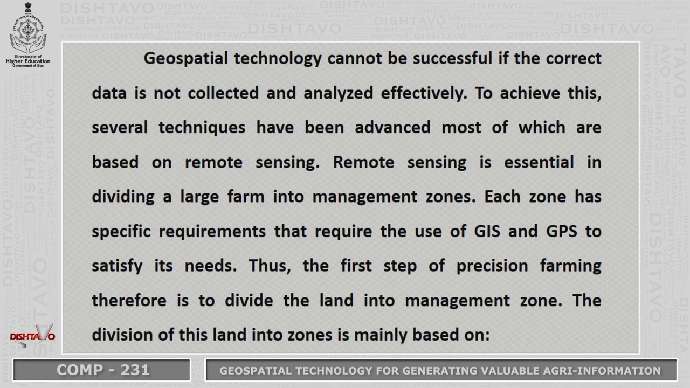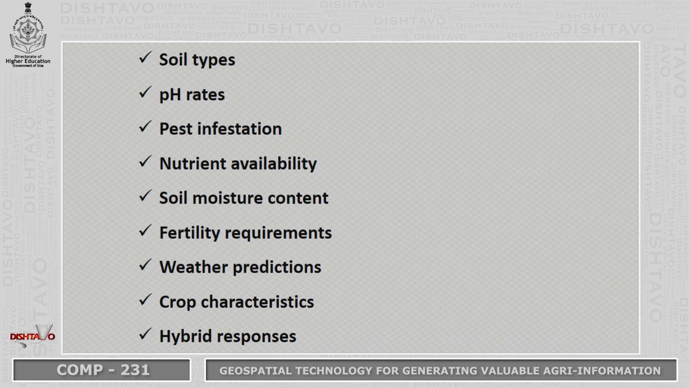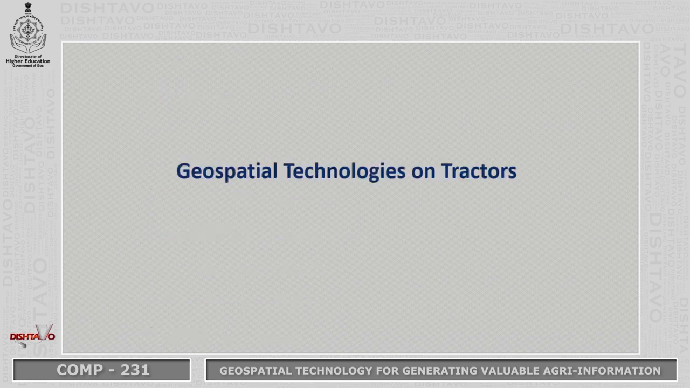And the division of this land into zones is mainly based on soil types, pH rates, pest infestation, nutrient availability, soil moisture content, fertility requirement, weather predictions, crop characteristics and hybrid responses. So in short, the entire field will be divided into various zones as required per these classifications.